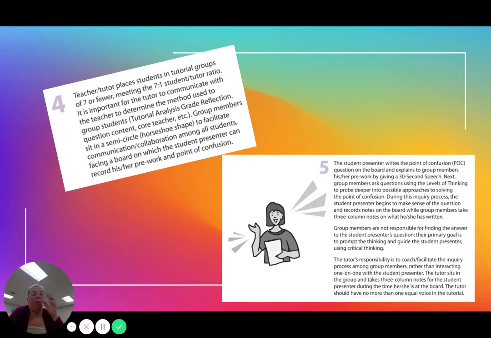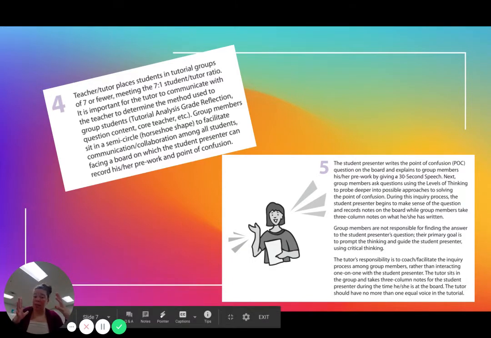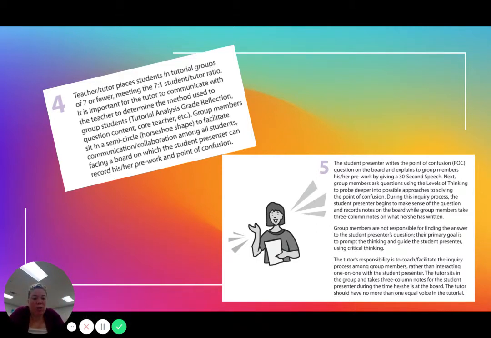After we get set up, one person is going to share their point of confusion and what they're thinking about, and give, this says 30-second speech. We're actually going to stretch it and make it a 60-second speech. And then the group members are going to ask those questions to really help support that point of confusion. Okay? And while we're doing that, ideally the person at the board is going to make sense of what they're stuck on and start writing some ideas down and putting together what their group members are helping them with versus what they know, so that they can work toward the answer to that question.